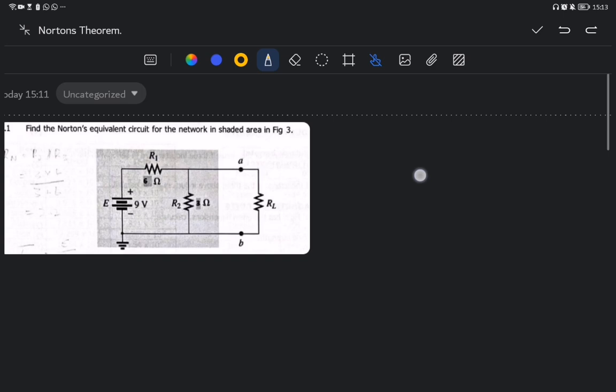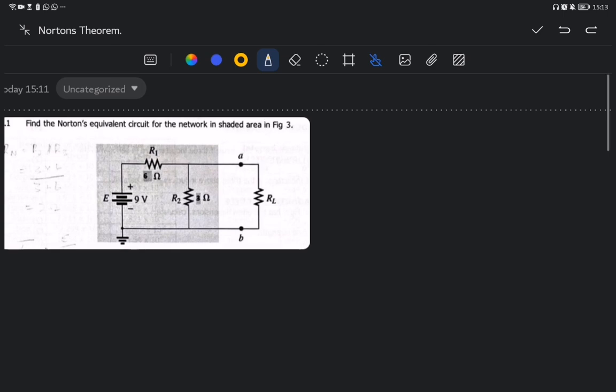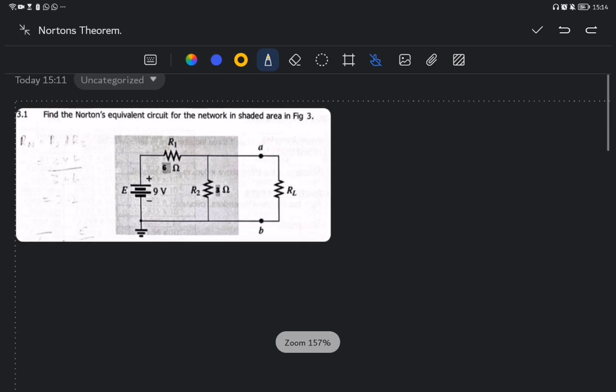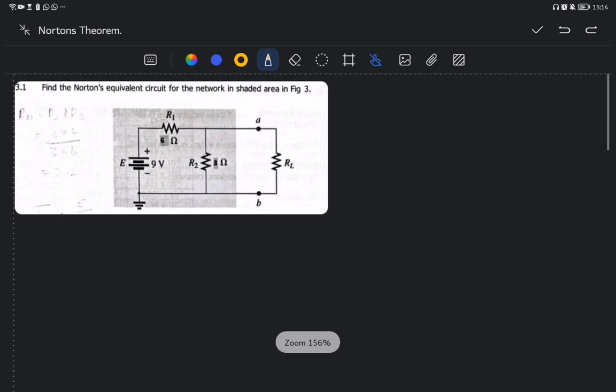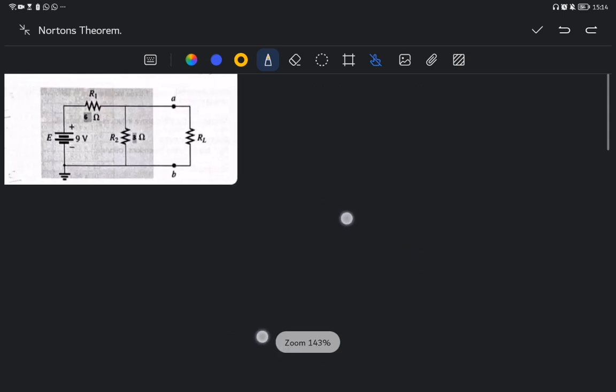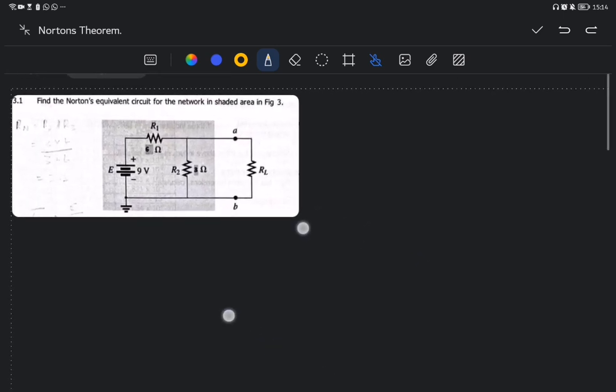Fine. So what we'll do is redraw that circuit so we can solve. I'm going to say that the circuit will look something like that. But now remember, I want to draw the circuit with which I'll be calculating the total resistance, actually not the total resistance, but the Norton's resistance.